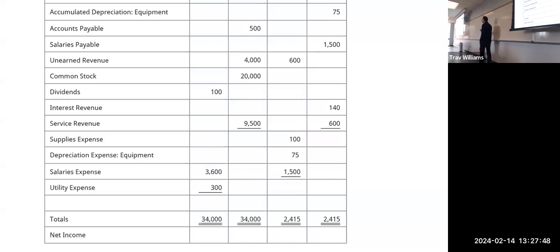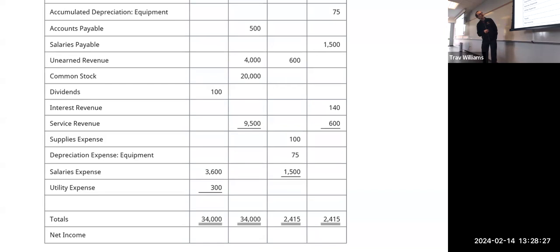Does anybody remember what type of account accumulated depreciation is? Contra asset account, right? So it's an asset type of account that actually reduces the value of our assets, and it increases over here on the credit side. Contra asset accounts would be the only asset type of accounts that would increase on the credit side. And so we see it matches up, right? The $75 credit goes with the $75 expense that's on the debit side.